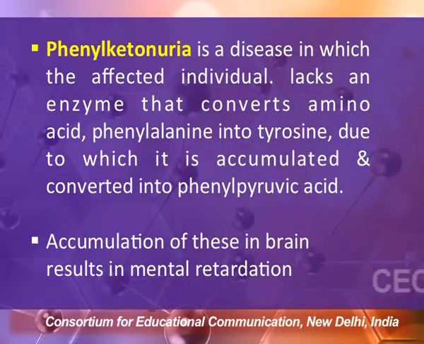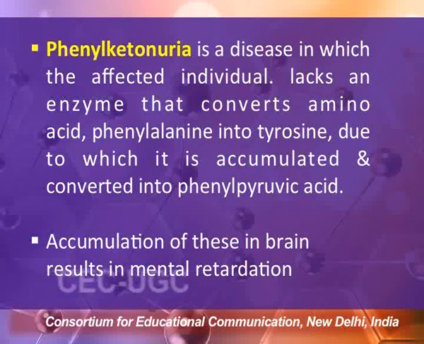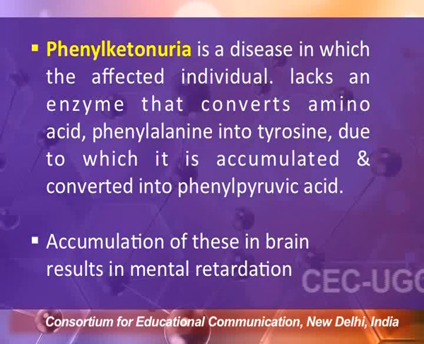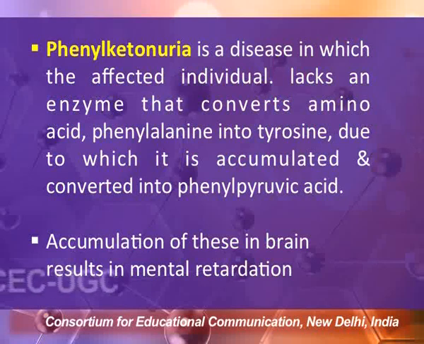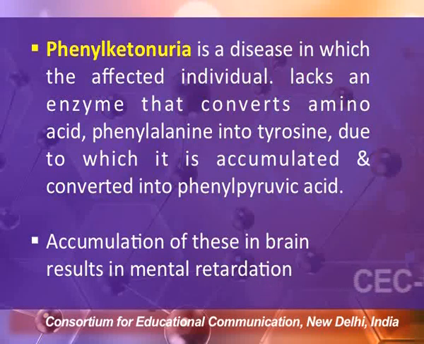Phenylketonuria is a disease in which the affected individual lacks an enzyme that converts the amino acid phenylalanine into tyrosine, due to which it accumulates and is then converted into phenylpyruvic acid. Accumulation of these in the brain results in mental retardation.